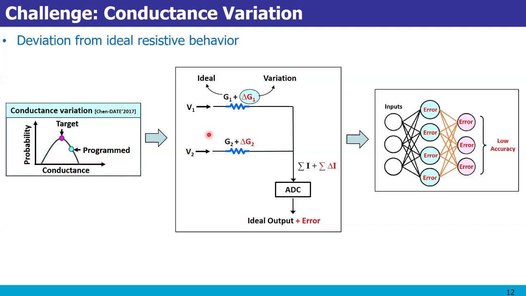Now, if you look from a simple multiply accumulate operation point of view, that means each conductance has a delta with it. That means each current that the stimulus creates in it will have a delta with it. So the accumulated current has a delta and your output has a delta, which is basically an error. And if you have a neural network, then these errors will keep propagating through the layers and finally degrade the final accuracy of the network. So the neural network functionality is basically affected adversely by conductance variation.